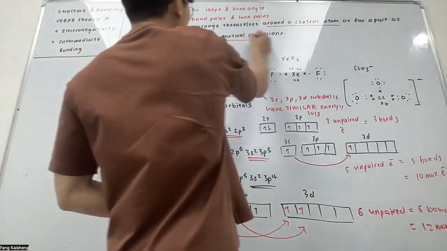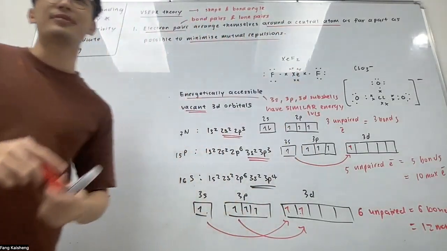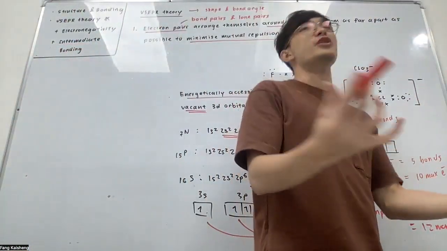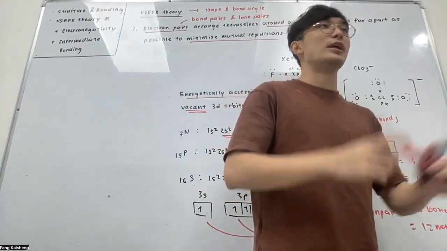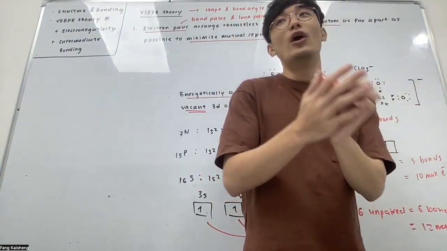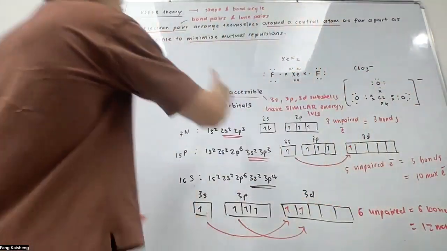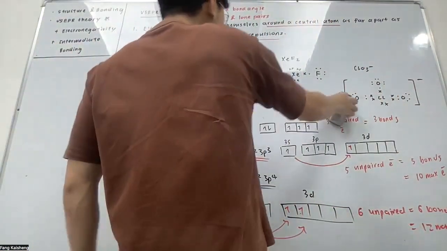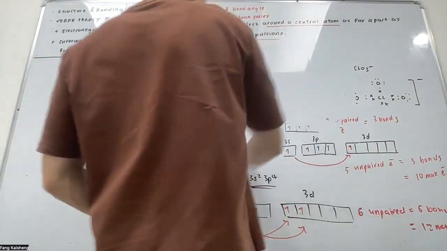Okay. Why do you want to minimize repulsions, guys? Okay, sure, they want to minimize repulsions, but what benefit does that bring? So that the compound is more stable. Yes, exactly, guys. The whole idea of minimizing repulsions is to maximize stability. Okay, write it down as well.